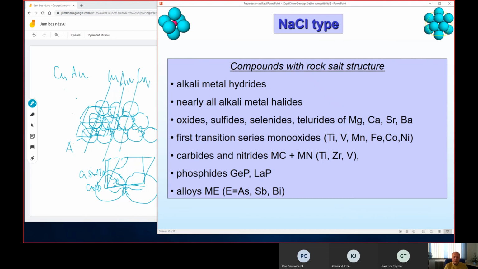Here is an overview of structures which adopt this crystal structure type. Also the alkali metal hydrides, which are similar to halides, are ionic compounds. Also sulfides and selenides and other chalcogenides, and some intermetallic compounds or alloys. But we can also derive other structure types, but I must skip many slides.